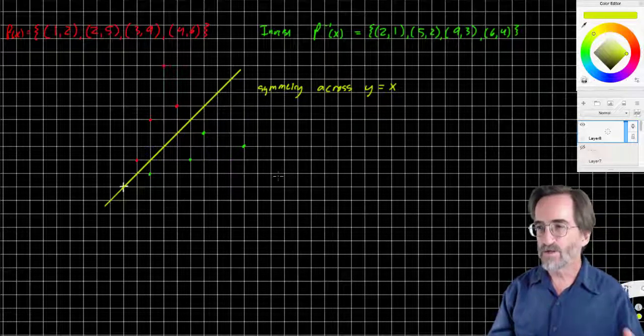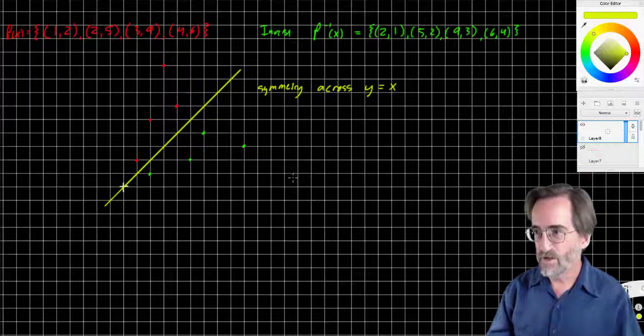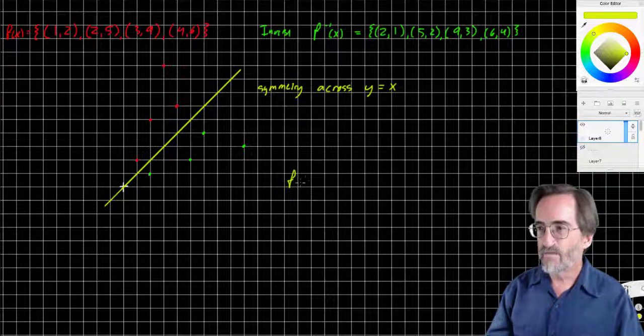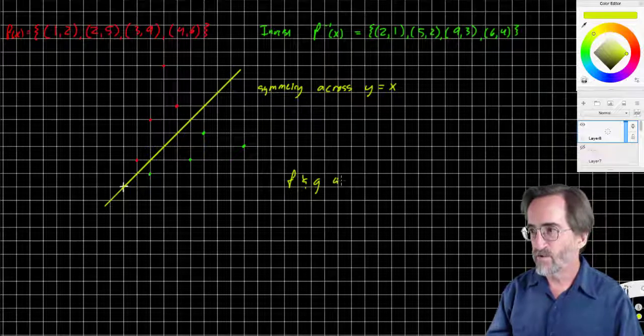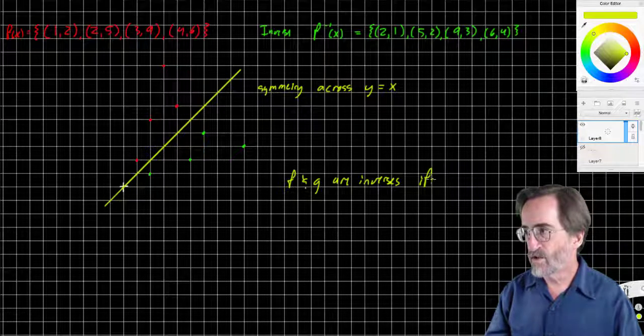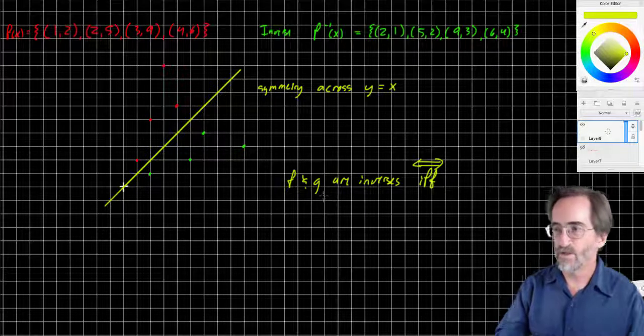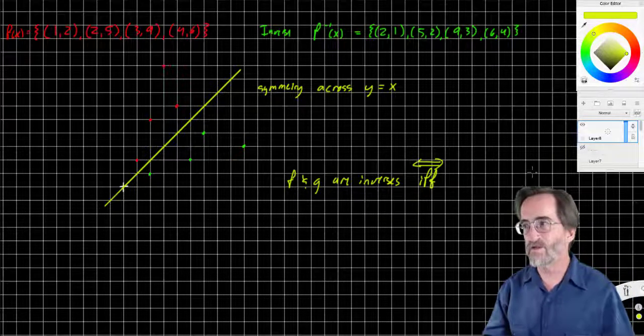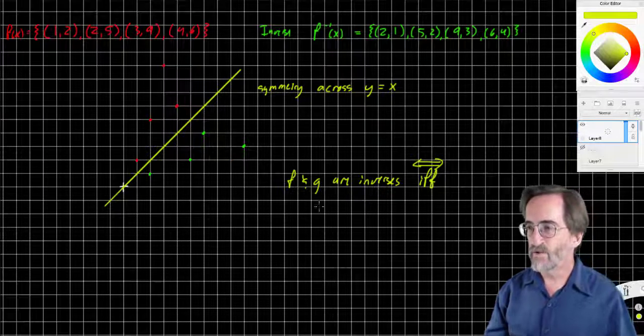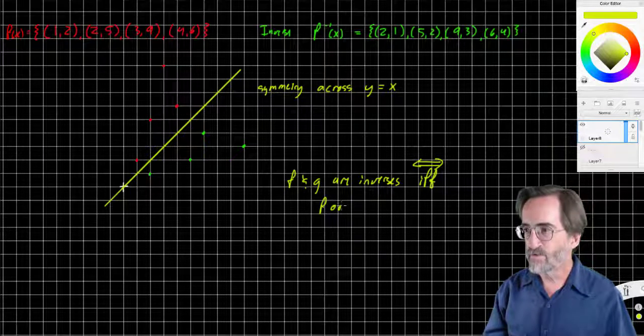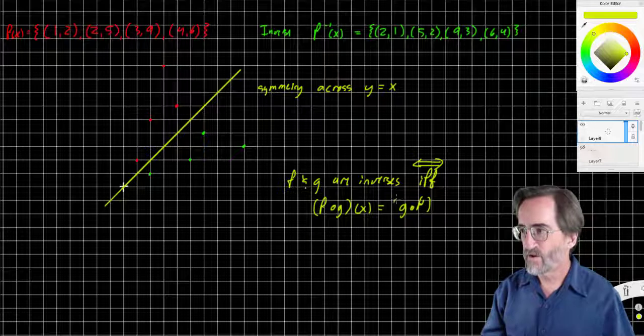So here's the definition of an inverse. Definition: f and g are inverses if and only if. So it flows both ways. Both directions. F and g are inverses if this is true, and if this is true, they're inverses. If and only if f composed with g of x is the same as g composed with f of x equals x.